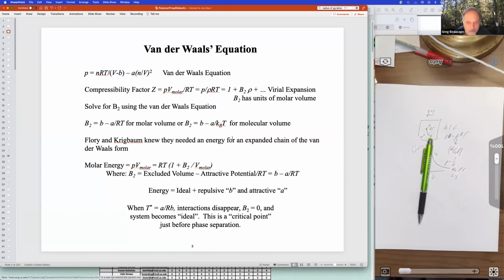So anyway, B is going to have a temperature dependence, it's going to be 1 over T. And it's also going to have this excluded volume number involved in it. And that same model is used for polymers, exactly the same thing.